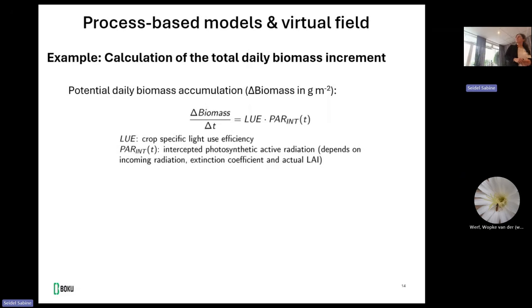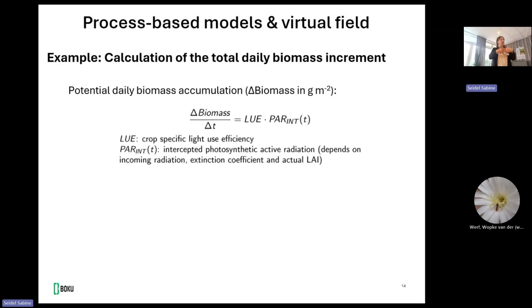So one example: how is the daily biomass increment of a crop simulated? The model calculates, for instance, the potential daily biomass accumulation in gram per square meter as a function of the crop-specific light use efficiency, so depending on the crop it has a different light use efficiency, times the power int, which is the intercepted photosynthetic active radiation. And this power int again depends on the incoming radiation, the weather data, plus there's a crop-specific extinction coefficient and the actual LAI. And the LAI, again, for instance depends on the crop and on the N level and so on.